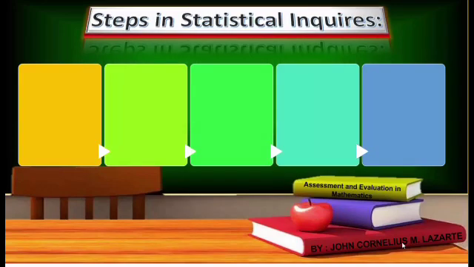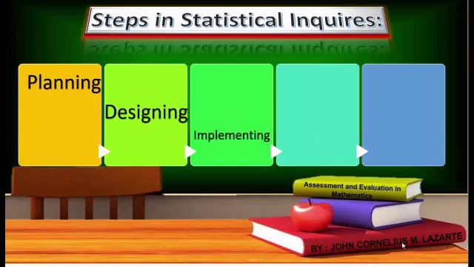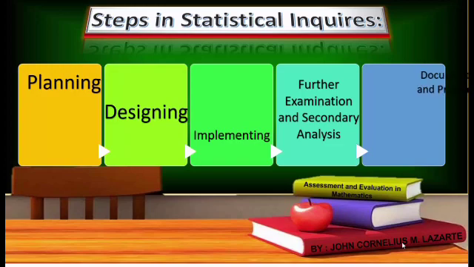Now we have here the steps in statistical inquiries. The first one is planning the research-based inquiry around size, hypothesis, variability, subject, and so on. The next one is designing the experiment by blocking to reduce error, random assignment for unbiased estimates, and mapping procedures like experimental protocols. The third one is implementation and analysis of data. The fourth one is the further examination and secondary analysis of the data. And the last one is the documentation and presentation of the results of the study.